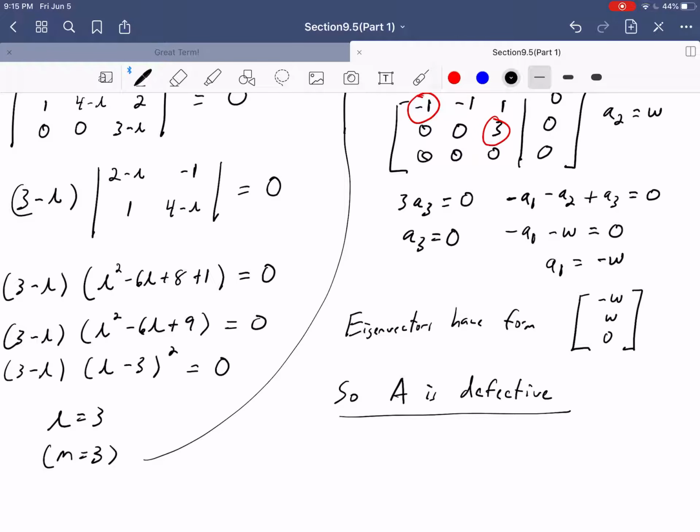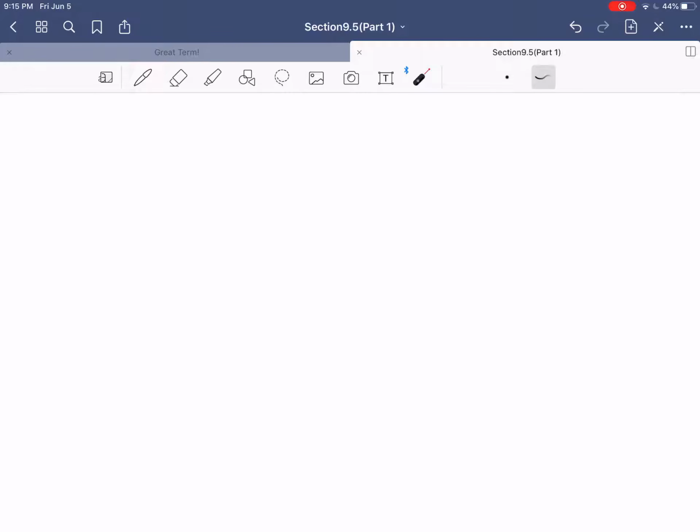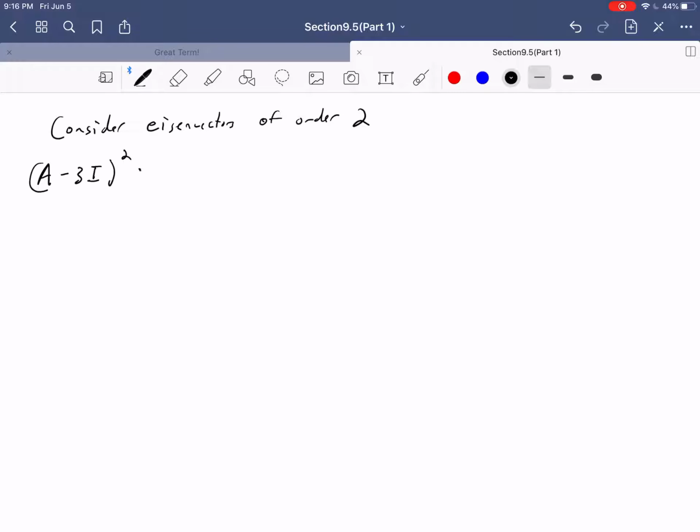How many generalized eigenvectors do we need? Well, we only got one linearly independent eigenvector from lambda equals 3, so we're going to need 2 generalized eigenvectors. So let's think about the next order. This guy is an eigenvector of order 1, so let's think about eigenvectors of order 2. Let's bring that onto the next page. So now we want to consider eigenvectors of order 2. Remember, that would mean that we want (A minus 3I) squared times v to be equal to 0. So that's what we need to consider.